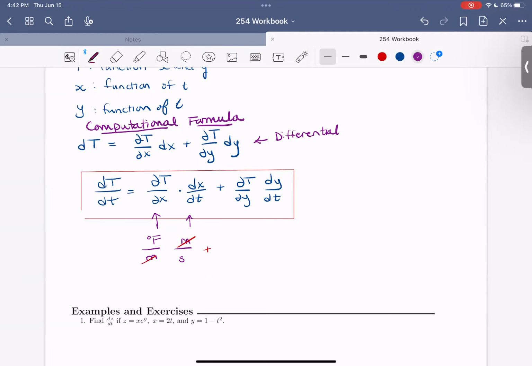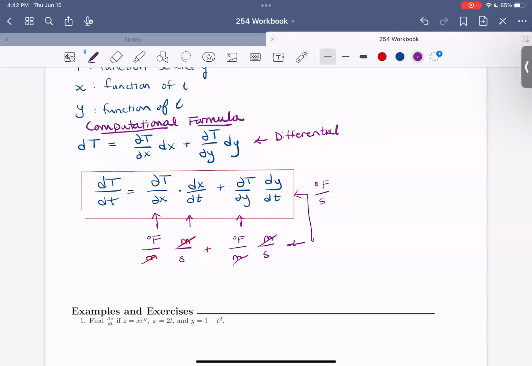And then in the next term, we have again degrees Fahrenheit per meter, because the partial with respect to y is, the unit of y is meters. And then dy/dt would just be meters over seconds. So again, meters cancel. So we see here that the derivative will have units of degrees Fahrenheit per second.